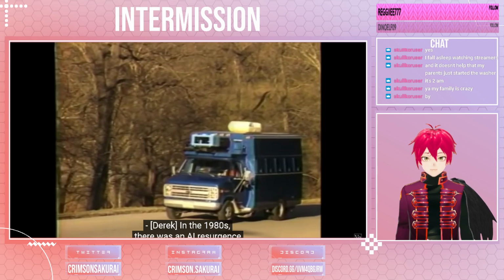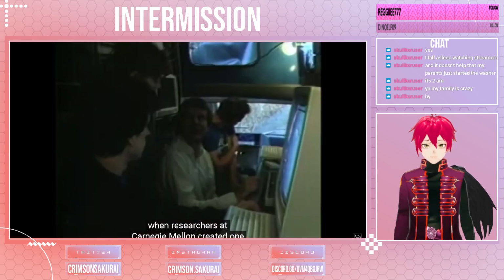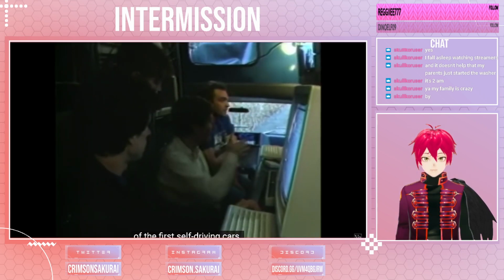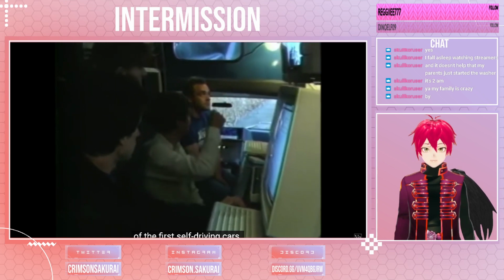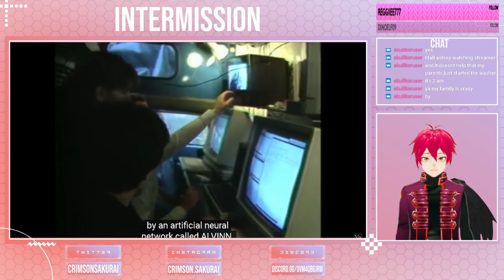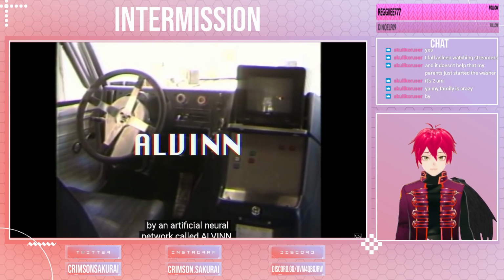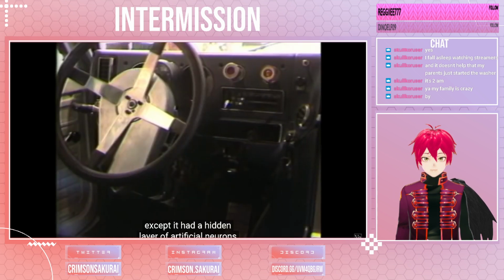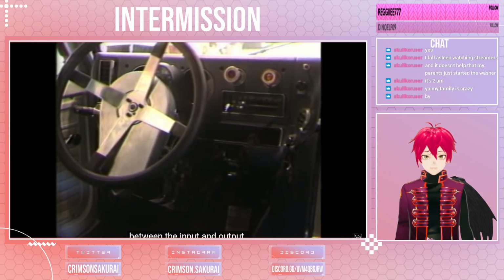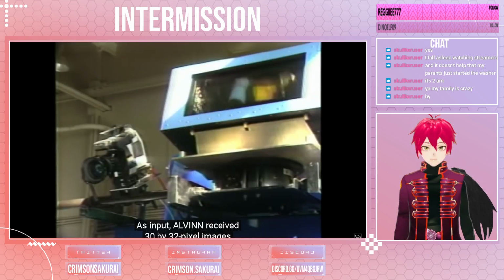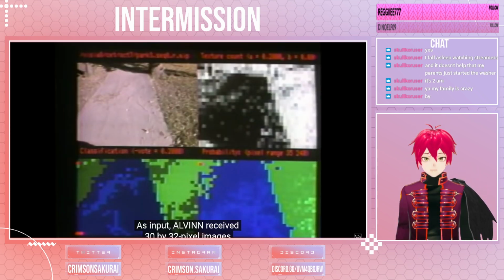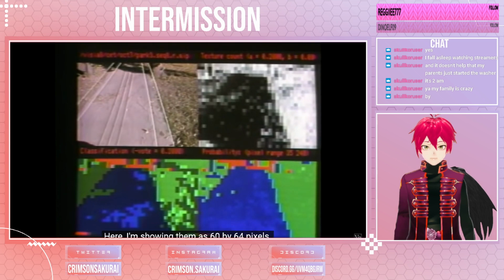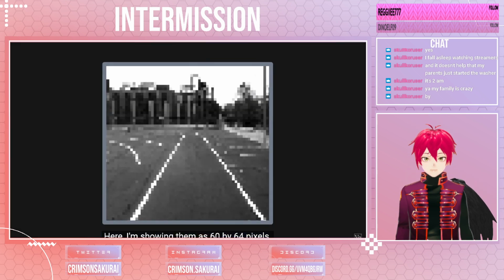In the 1980s, there was an AI resurgence when researchers at Carnegie Mellon created one of the first self-driving cars. The vehicle was steered by an artificial neural network called Alvin. It was similar to the perceptron, except it had a hidden layer of artificial neurons between the input and output. As input, Alvin received 30 by 32 pixel images of the road ahead. Here I'm showing them as 60 by 64 pixels.